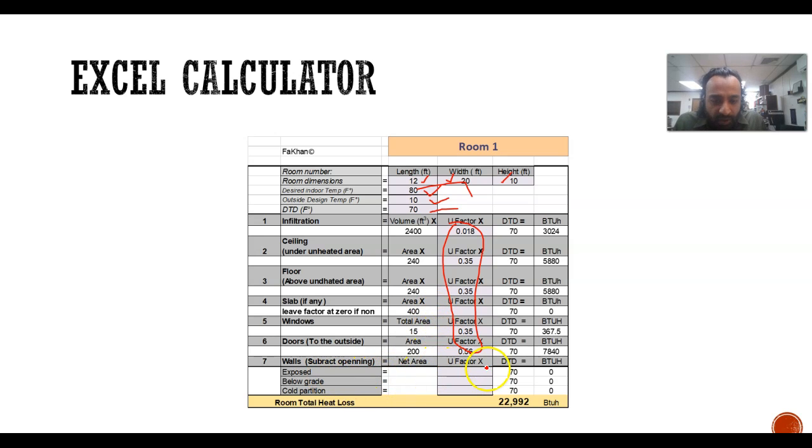But for walls, you're going to fill one of these, not all of them. Either exposed, below grade, or cold partition. That's kind of what's going in the porch. So either one of them, you can do a combination as well. It gives you the chance to be a little bit creative, and you can put the factor in each one of them. And for this room, you get 22,000 BTU per hour, which is a lot.